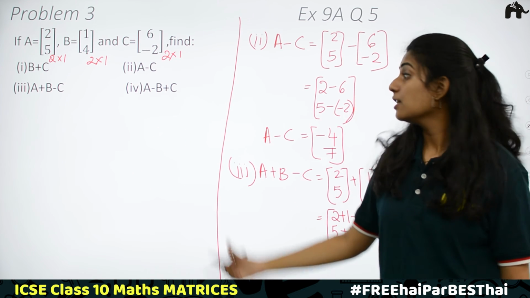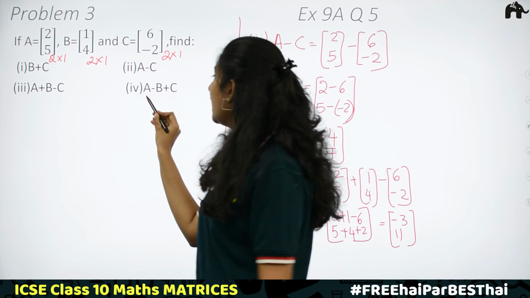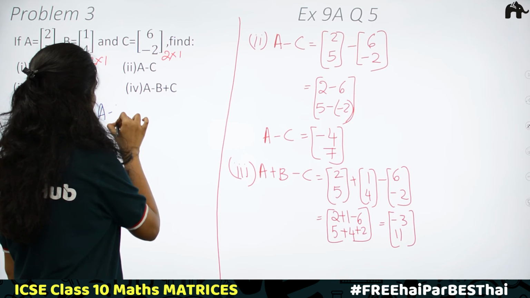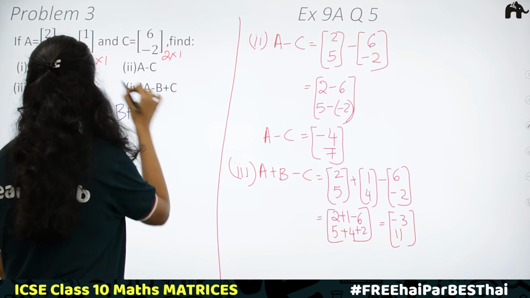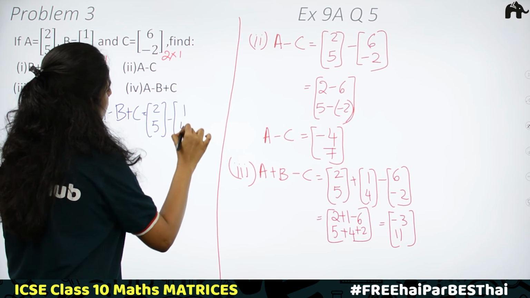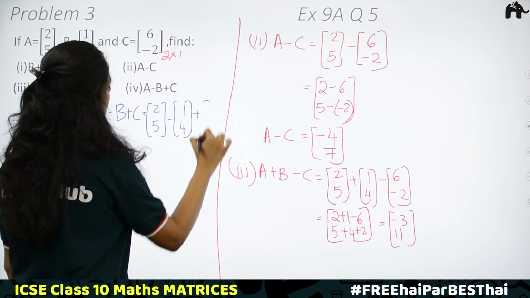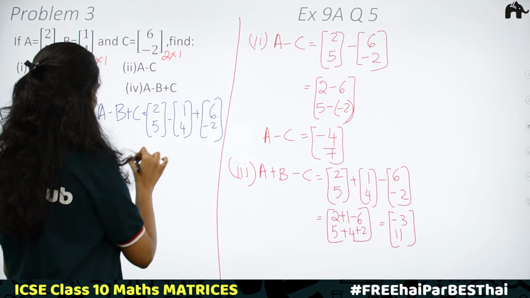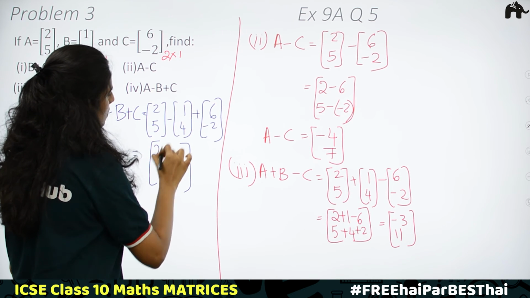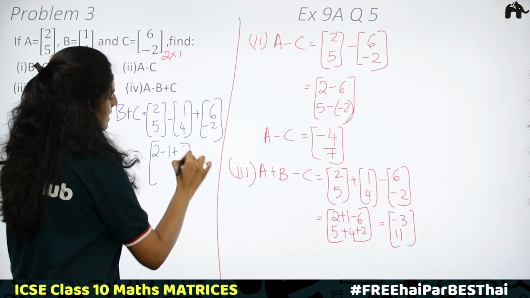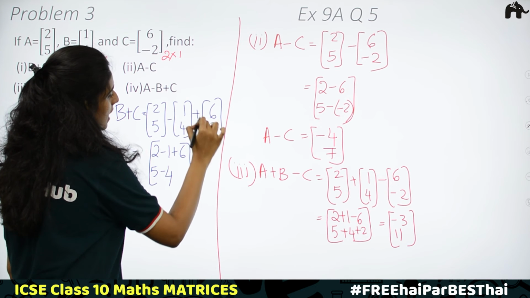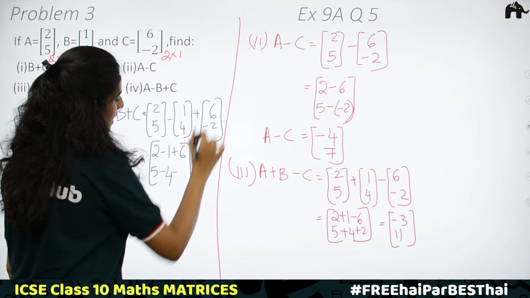Got it? Next, fourth one, we need to find A minus B plus C. What is A? 2, 5 minus B 1, 4 plus C 6 minus 2. Okay. We will be getting a 2 by 1 matrix with elements 2 minus 1 plus 6, the first element, and second 5 minus 4 plus and minus, it becomes minus 2.